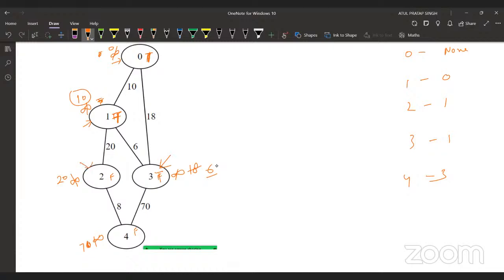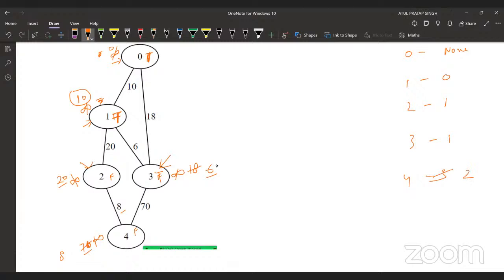So 70. Now we will check the next minimum distance vertex, which is 2, and check the adjacent vertices which are not visited. This is 4. So 20, no, we will not add this 20, sorry. So this is 8 and the previous is 70. So we will update this to 8. And we are coming from 2, so we will update the parent as 2.